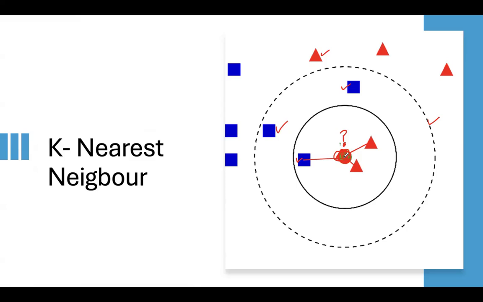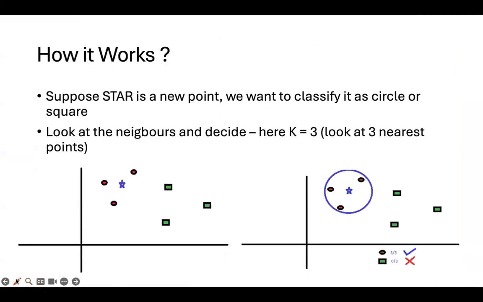But for that, I have to decide how many points I have to take. And that is what is represented by K. And K nearest neighbor, that's where the name comes from. I have to decide the value of K and then look at the neighboring nodes, the closest points to the unknown point. Okay, so I hope this concept is clear.